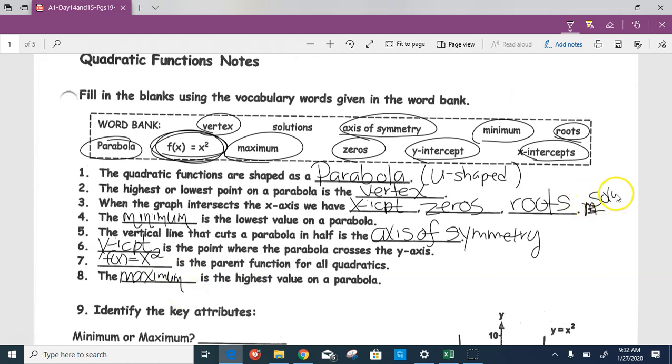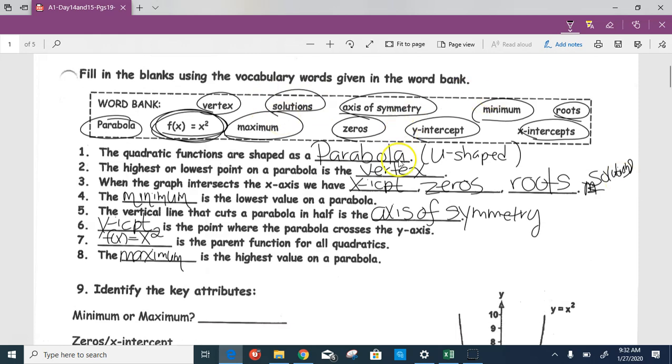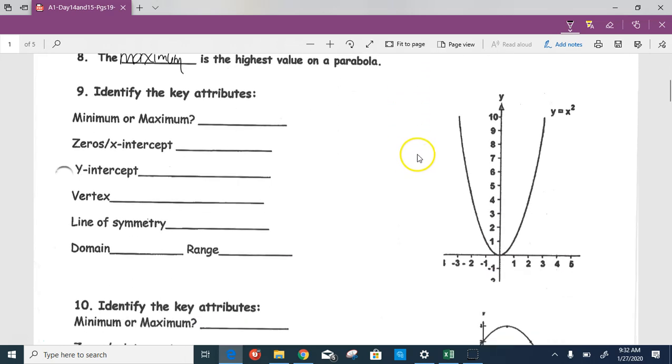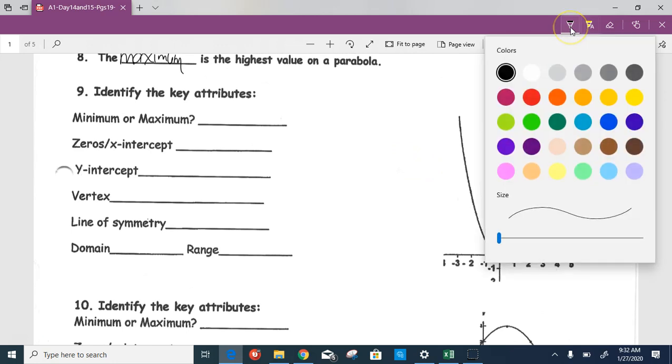Solutions. We have 4 names for this topic, for the place where you hit the x-axis. X-intercepts, roots, zeros, solutions, all the same thing. And you'll see those in play when we begin our examples down below. So for number 9 and on out, it asks us to identify the key attributes.